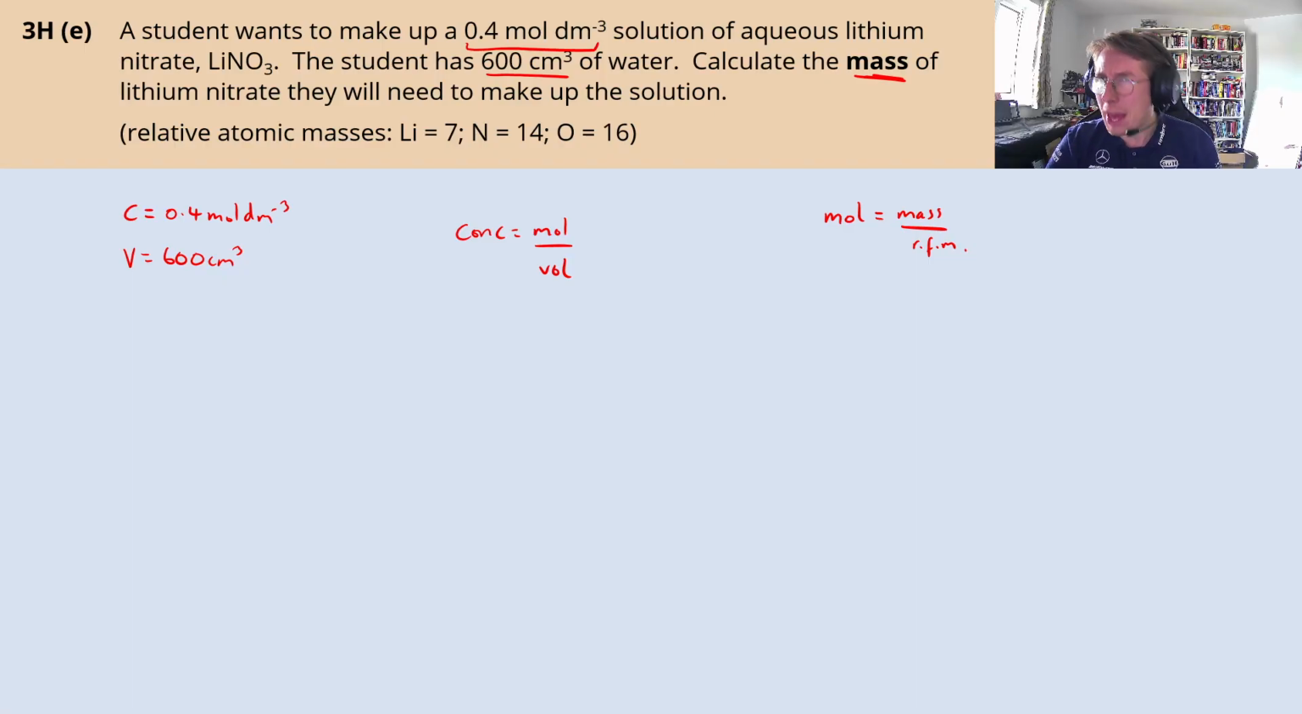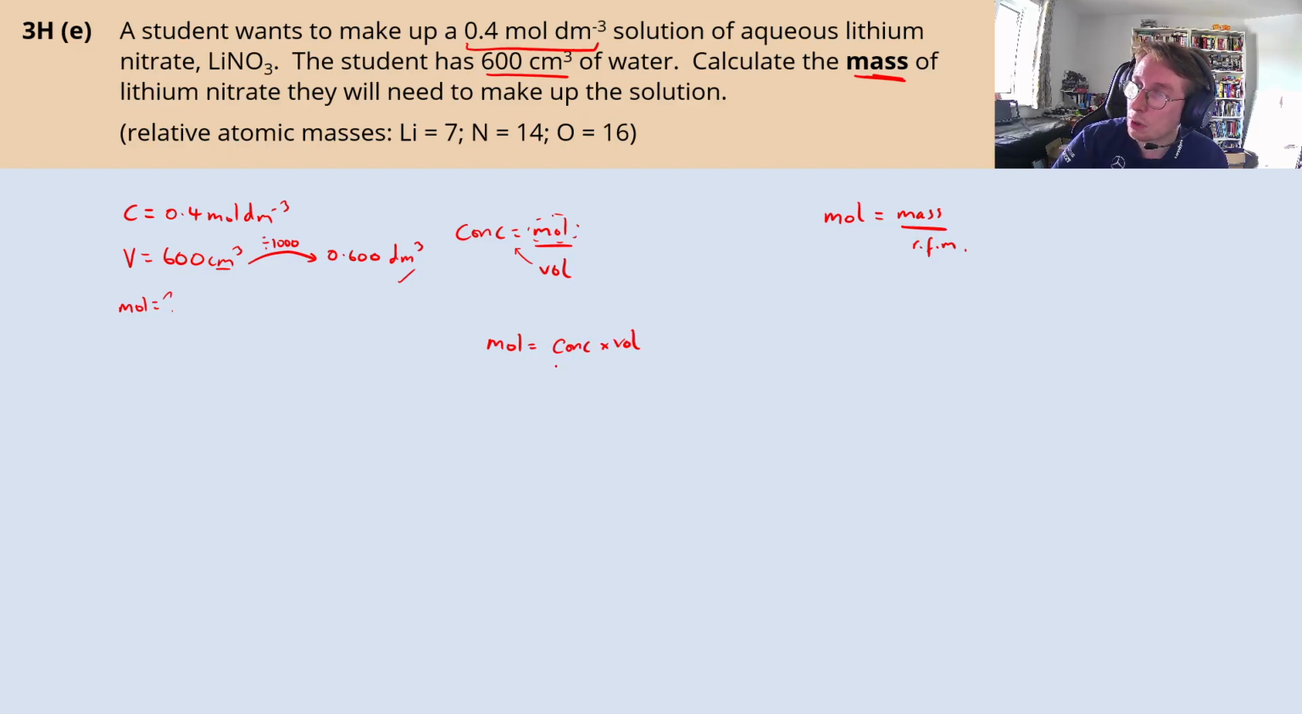So going on from there, the first thing we can do is find out how many moles we've actually got. So we're going to need to convert these centimetres cubed into decimetres cubed, same way as we've done before, dividing by 1000. So that gives us 0.600. Give yourself a mark for that. And then we are trying to find the moles. So in order to do that, we have to rearrange this equation, which we need to get volume over to the other side. So we need to do the opposite of what it is at the moment. So it's dividing. So we need to do concentration times by volume.